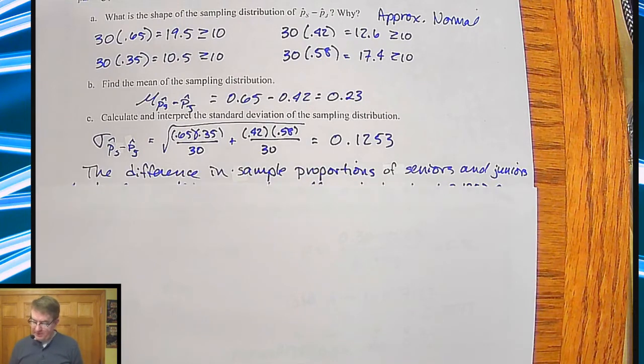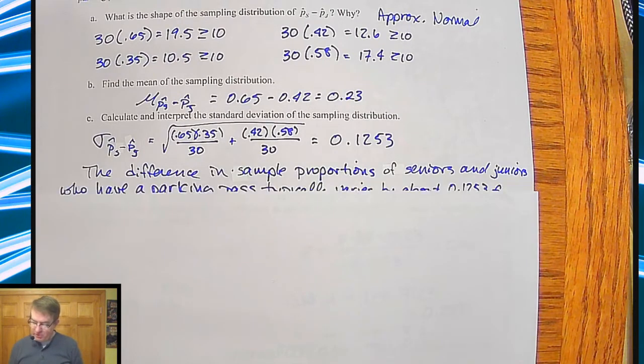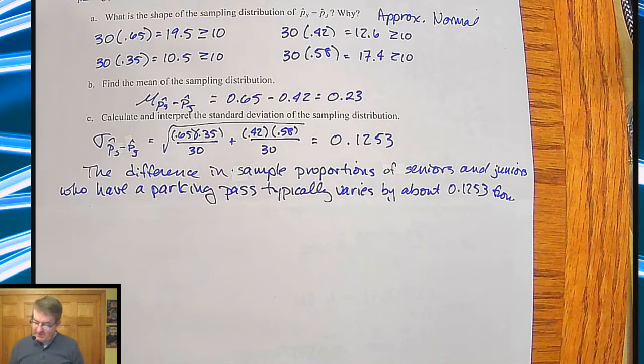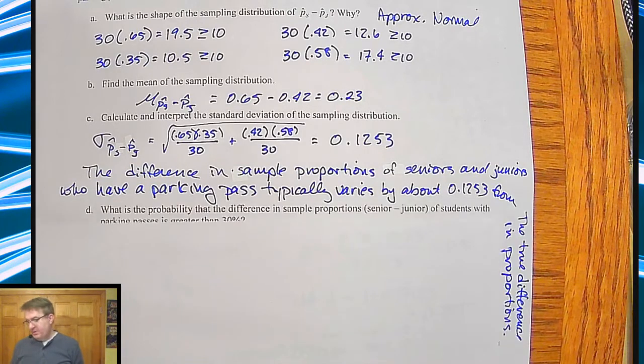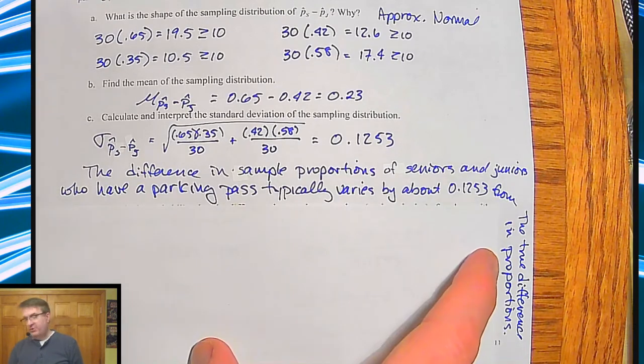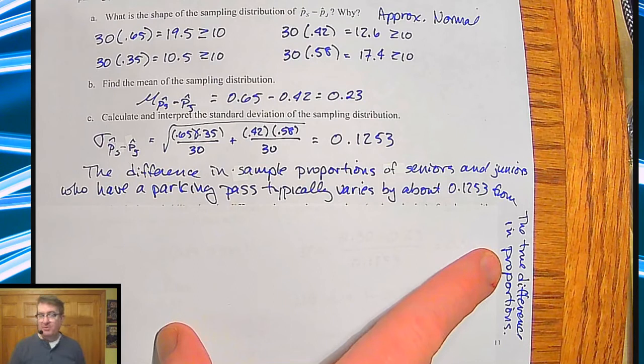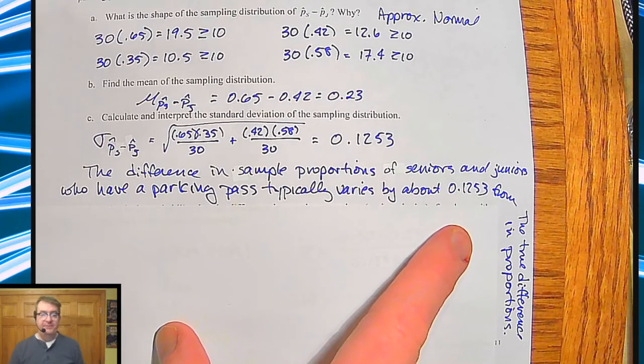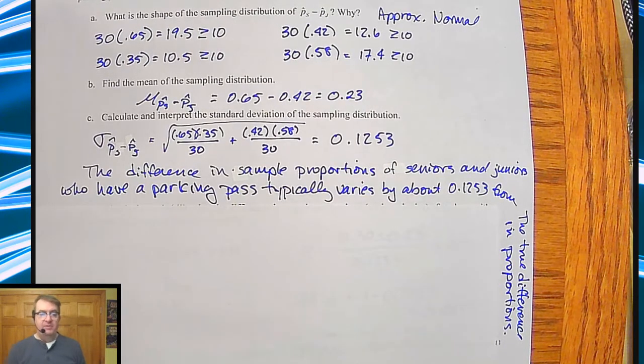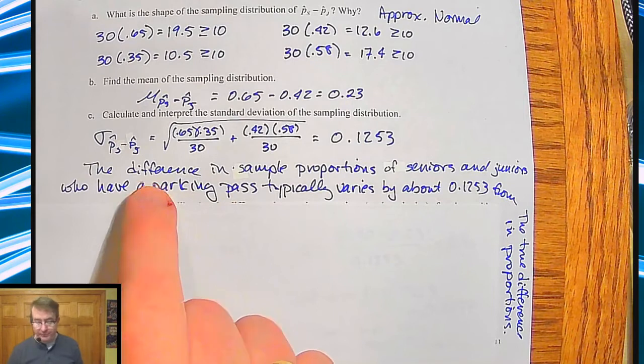So the difference of sample proportions of seniors and juniors who have a parking pass typically varies by about 0.1253 from the true difference in proportions. Need to give this a little bit more room for next year. My apologies. All right, so again, same interpretation. We're just doing it in context. The only difference is that we're adding the word difference.